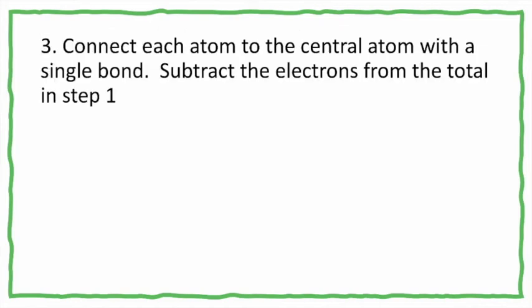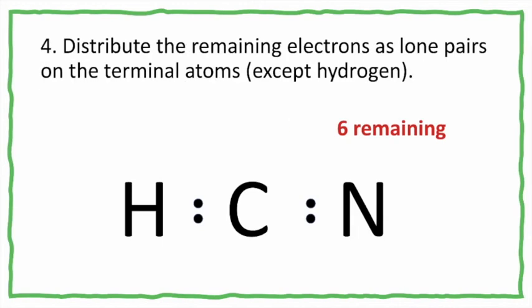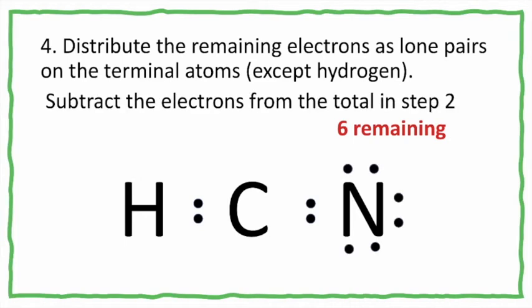In step 3, we're going to connect each atom to the central atom with a single bond. Then we're going to subtract the electrons from the total in step 1. So here we're going to subtract the 4 electrons we used up, and we now have 6 remaining electrons. The next thing we're going to do is distribute the remaining electrons as lone pairs on the terminal atoms, but not on hydrogen. And then we'll subtract the electrons from the total in step 2. Now, we used up all 6 electrons, so we don't have any electrons remaining.